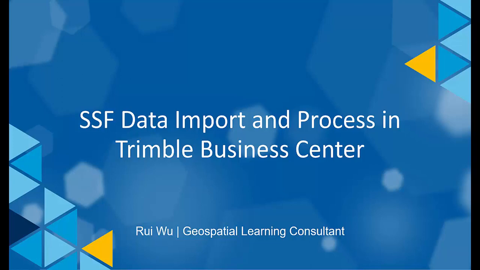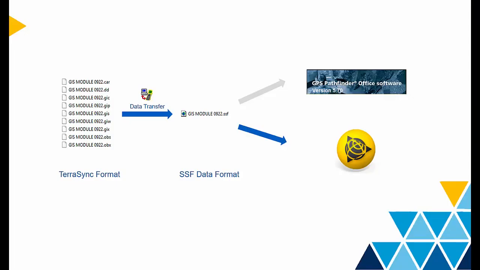If you're a fan of Trimble MGIS products, you'll know that an SSF file is prepared for the GPS Pathfinder Office software and it's converted from TerraSync field files, where the geometry and attributes of features are collected. Besides the option of processing the SSF in Pathfinder Office, now users can also process the data in TBC.